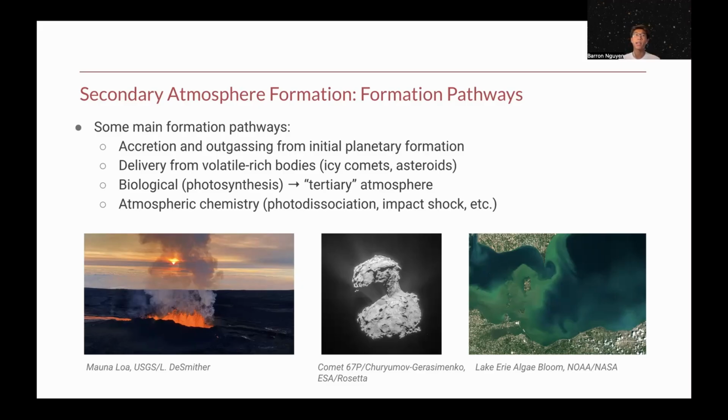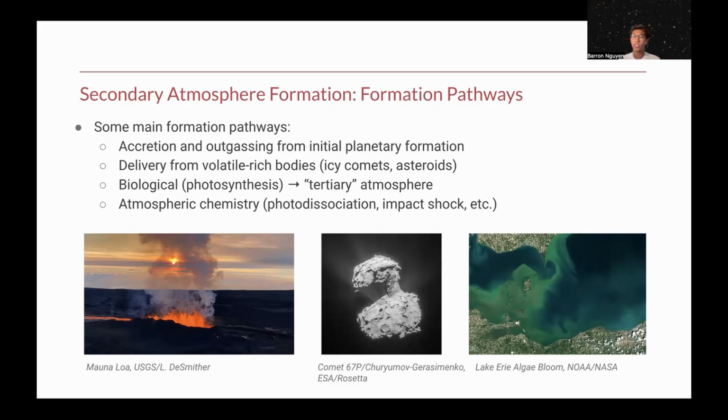When an asteroid hits and comes into contact with the atmosphere, that pressure and temperature at the very tip of the asteroid can create the necessary environments for the synthesis of rarer molecules. So there are a quick few images. At Mauna Loa, we have some outgassing from a volcano, sulfur dioxide and carbon dioxide, and then an image of Comet 67P.